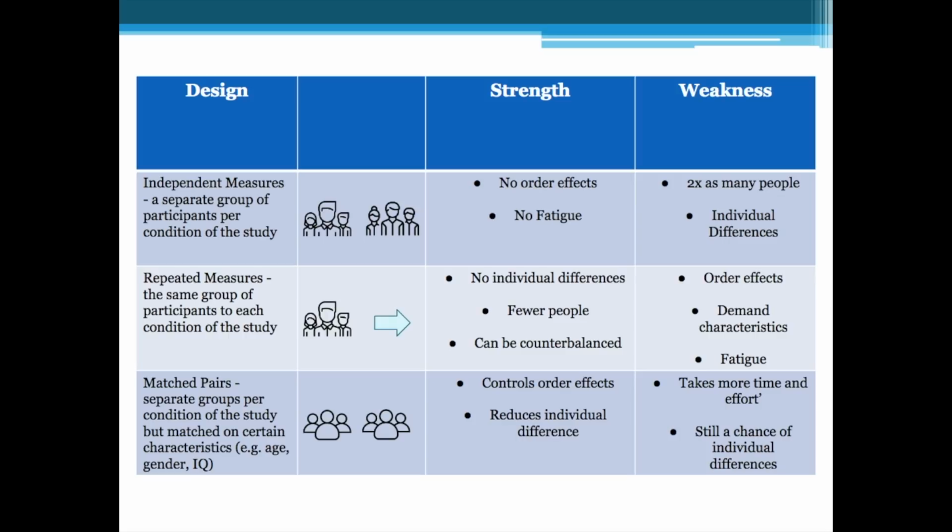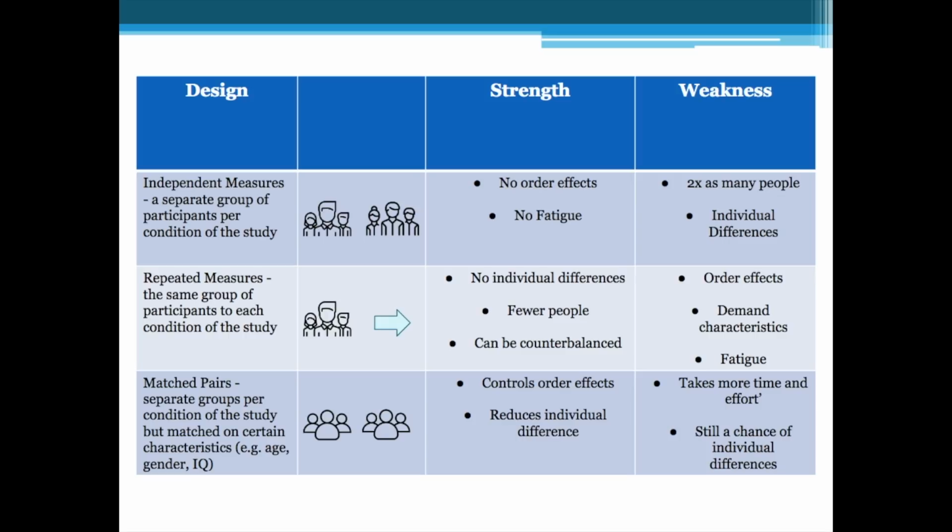And again, that's a common mistake. People say, oh, independent measures where you've got 2 groups. Well, actually, no, if you've got 5 levels of the IV, such as in Loftus and Palmer's car crash study, hit, bump, smash, collide, contact, then you need 5 different groups of participants. So that's why it's better to say a separate group per condition of the IV.